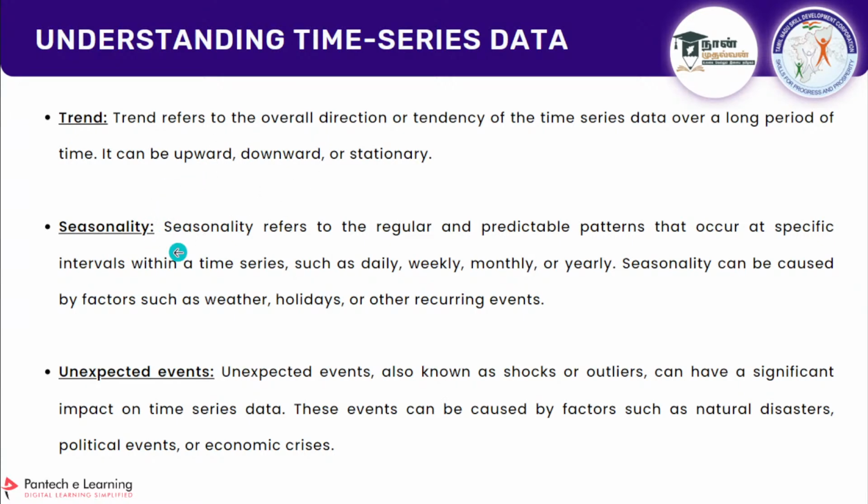Next will be seasonality. Seasonality refers to the regular and predictable patterns that occur at specific intervals within a time series, such as daily, weekly, monthly or yearly. For example, you are forecasting the revenue of some bus or train. We have IRCTC, right? So you are going to predict their revenue. You get their data set, and in that you have data from January to December. When you look at the month of May, you can see there is some increase in the revenue.